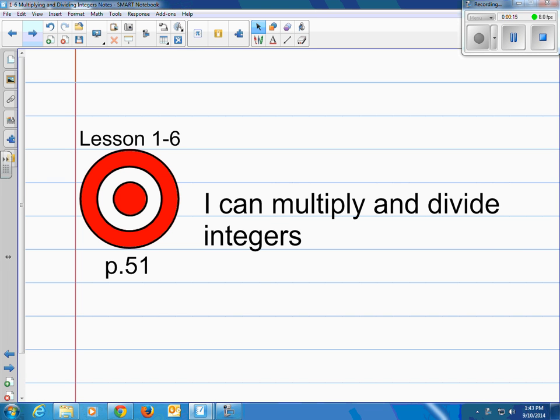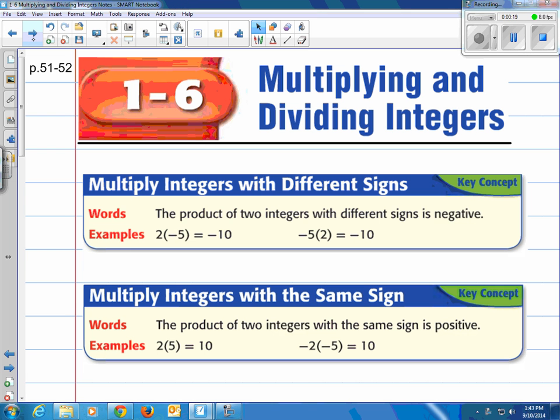Sorry about my voice. I lost it last night. Hopefully I can survive this quick lesson about multiplying and dividing integers.